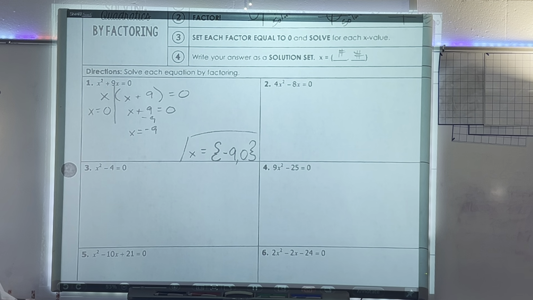All right, so here, same drill. I'm checking for a GCF first. Here, there's no C value, so my hope is there's a GCF, otherwise I can't do anything, which there is. What can I take out here?